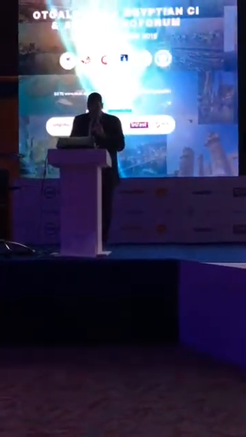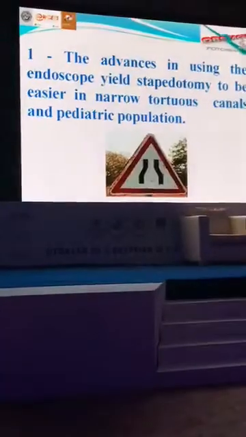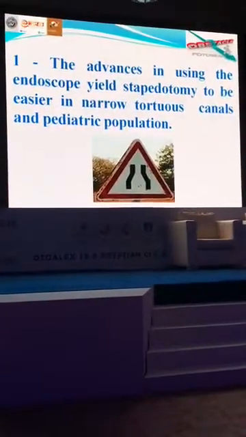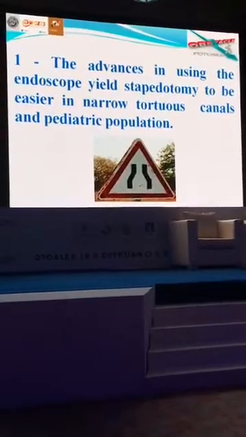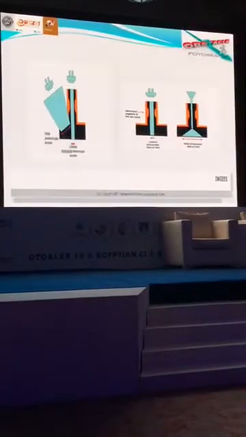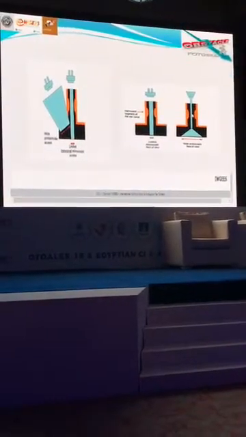Using the endoscope in stapedectomy offers valuable solutions to obstacles we encountered during the procedure. The advances in using the endoscope help stapedectomy to be easier in tortuous canals and the pediatric population. This is a famous diagram showing the difference between the transcanal approach using the endoscope and the microscope, as the endoscope can bypass any constriction of the canal and get nearer to the target structure and give us a wide field of view.